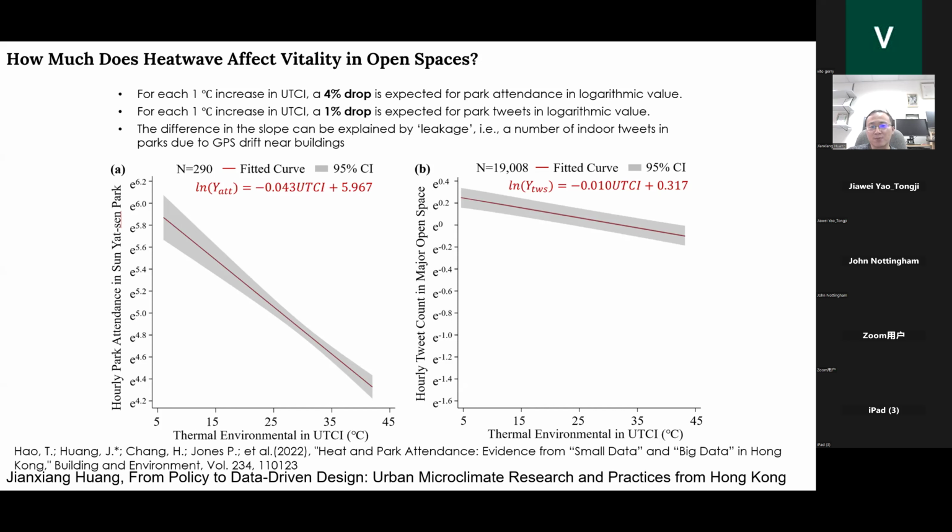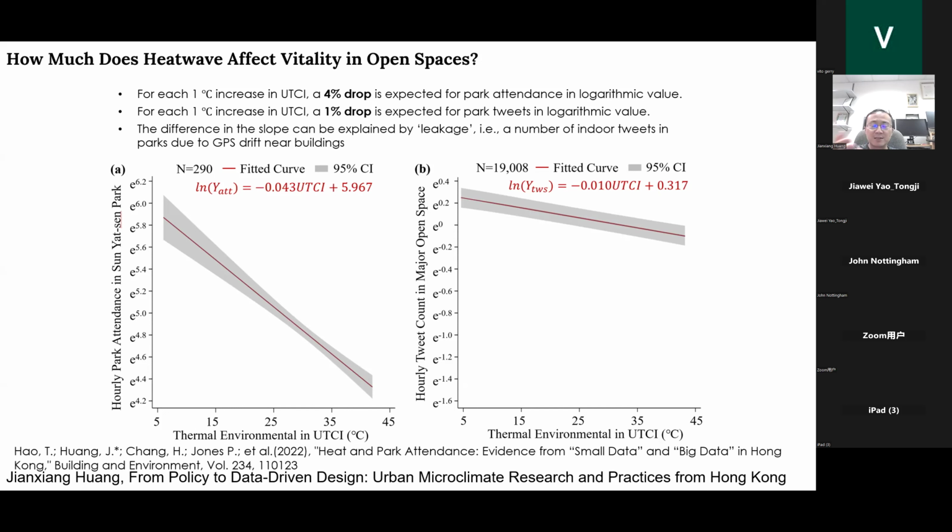It's basically a 1% drop in Twitter activities geocoded inside parks with a 1 degree increase in equivalent temperature. Again, actually measured for the outdoor environment. So this conveys an unmistakable message that heat, the urban heat or surges in heat waves, is going to affect outdoor activity negatively, even for a population well adapted to hot climates such as Hong Kong. So definitely there's an urgency for us to do something.